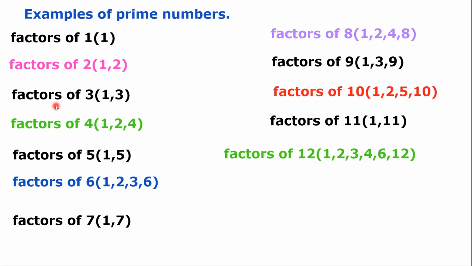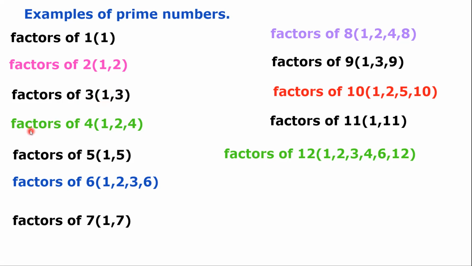Okay, let's see factors of 3. Whether 3 is also a prime number. So factors of 3, we have 1 and 3 here. Only 1 and 3 can divide 3 equally. Therefore, because it has exactly 2 factors, 1 and the number itself, based on the definition, we can conclude that 3 here is a prime number.